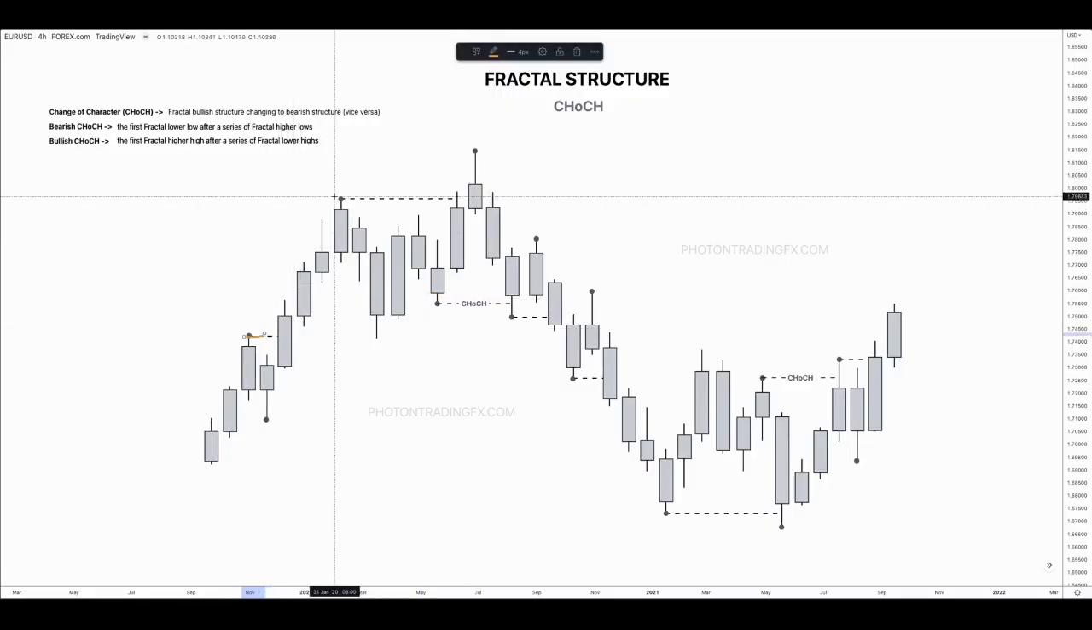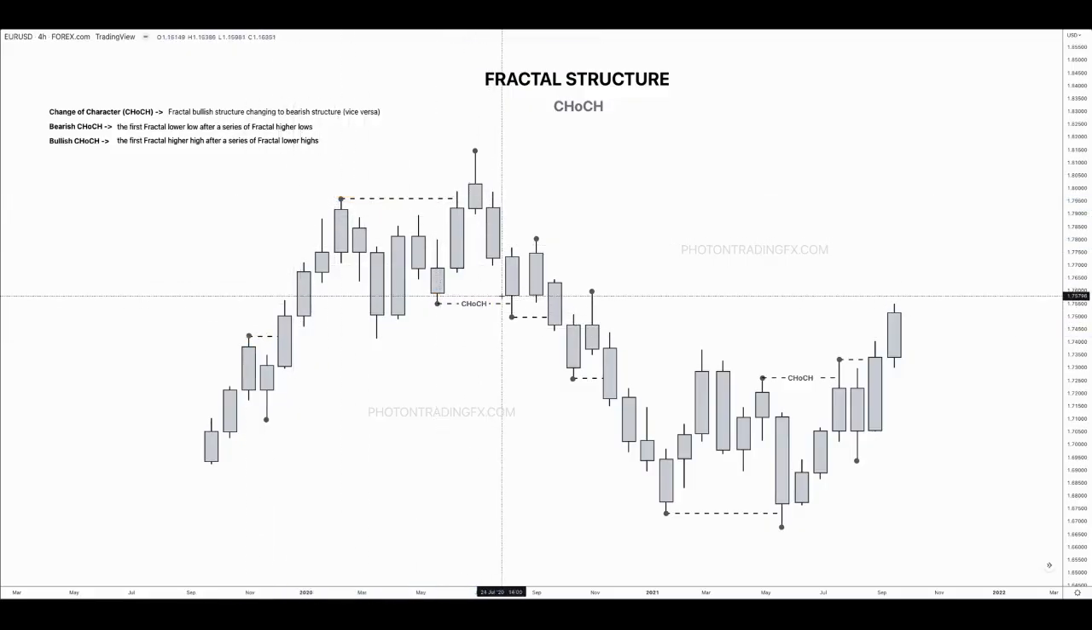We're not going to be marking on all of these continuations, right? We only care when we see that first little aggressive shift in structure, and that is going to help us with some trading decisions, okay? And this is essentially what we're looking at. Chalk is what we care about.